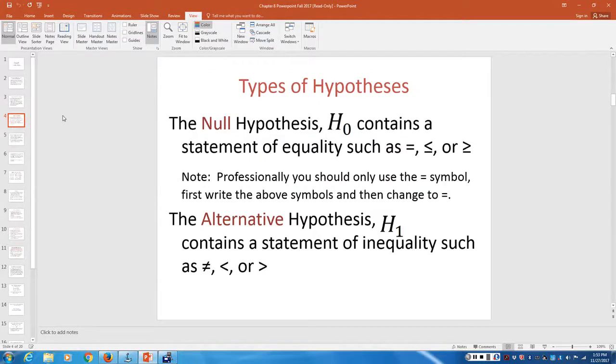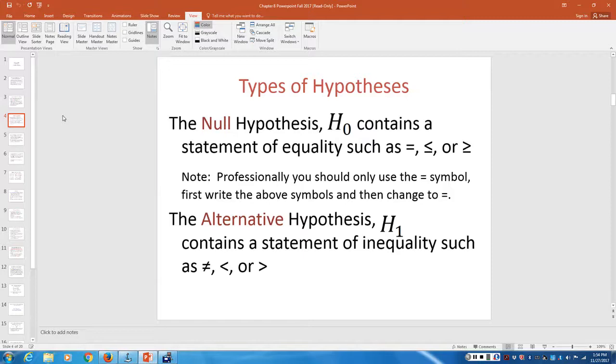So here's the thing to really remember. This is gonna be very important as we put the information in the calculator. The null hypothesis, H0, is going to contain some statement of equality. It'll either contain an equal sign, an equal to or less than sign, or an equal to or greater than sign. There has to be an equals in H0. Professionally, we only use the equal to symbol, and what we usually do is just write the equal to or less than or equal to or greater than if that's appropriate, and then just change that to equals. So when I do these, I'm probably going to just say equals every time we do null hypothesis.